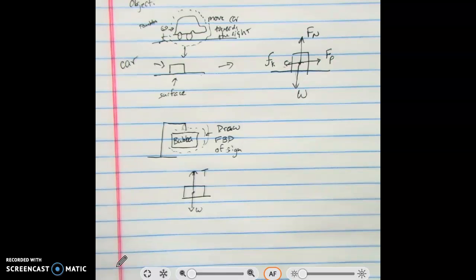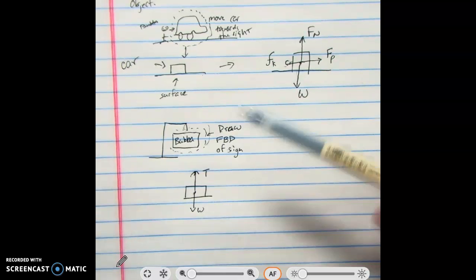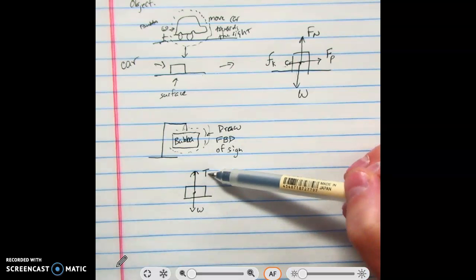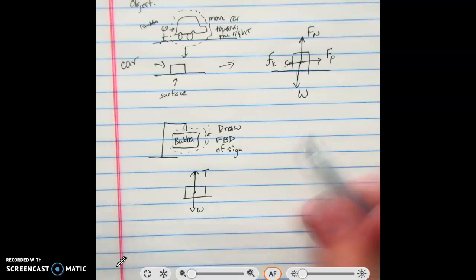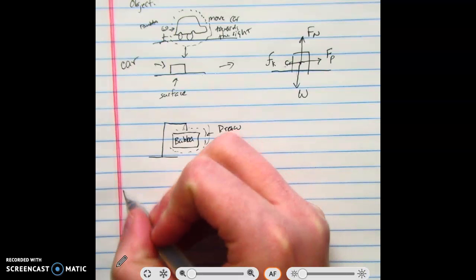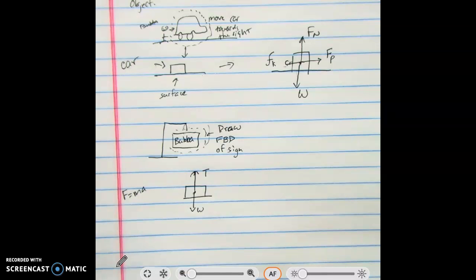We call that tension. And that's it. Now, the reason why I need this upward force right here is, if you think about Newton's second law, force is equal to mass times acceleration.